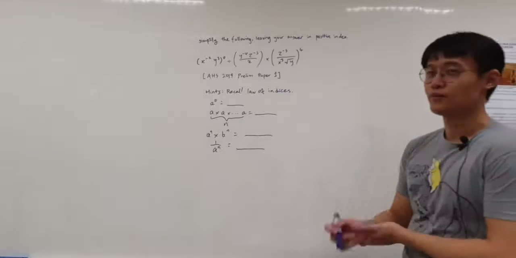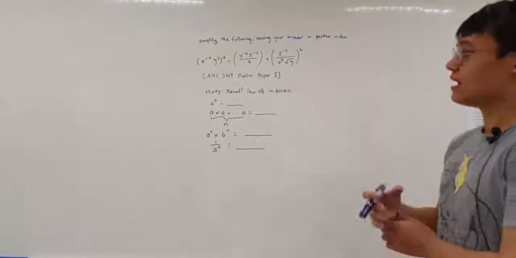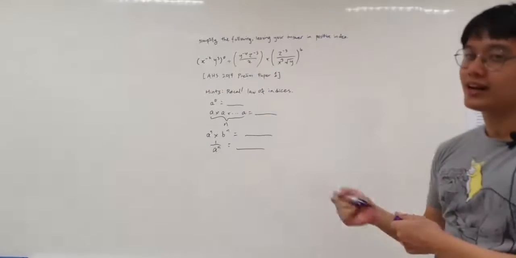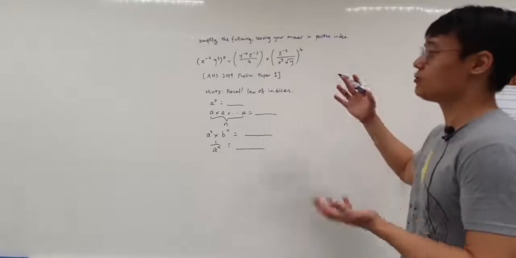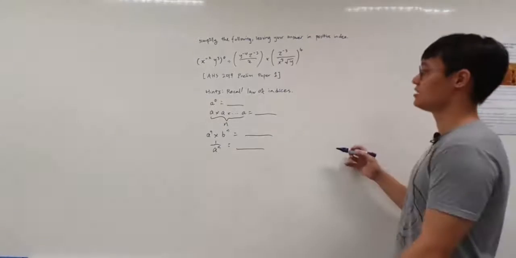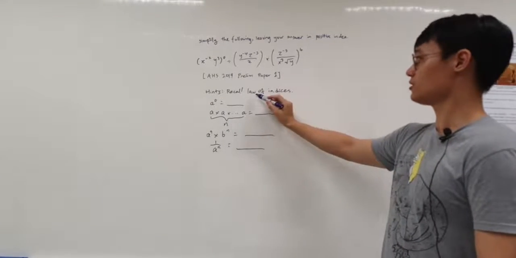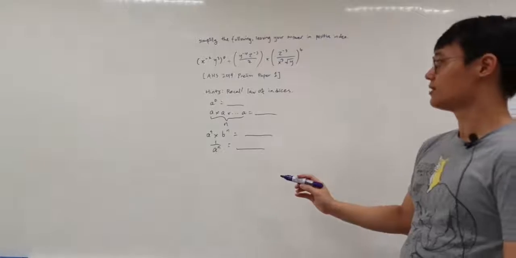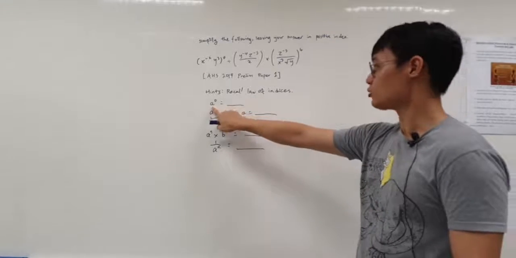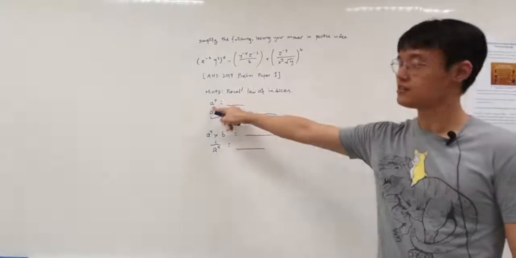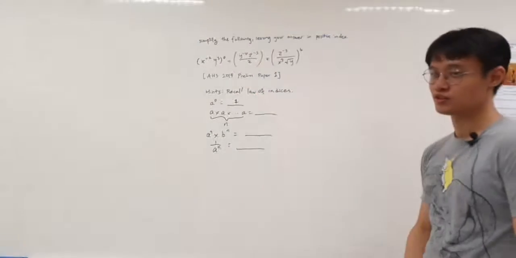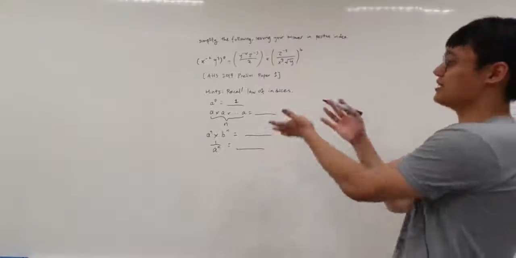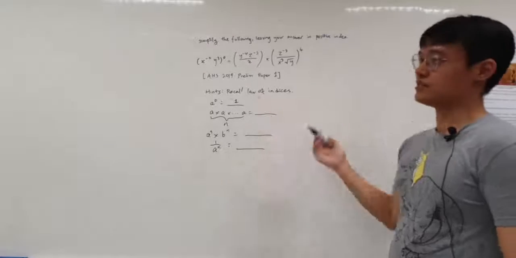Okay, so now, since you have done the question, now we'll be going through the answers. So this topic is basically about indices. So therefore, we need to recall some laws of indices over here. So first question, a to the power of 0, what is it? The answer is 1. Why? Because you don't need to multiply anything. So there's nothing to multiply, and a to the power of 0 is 1.